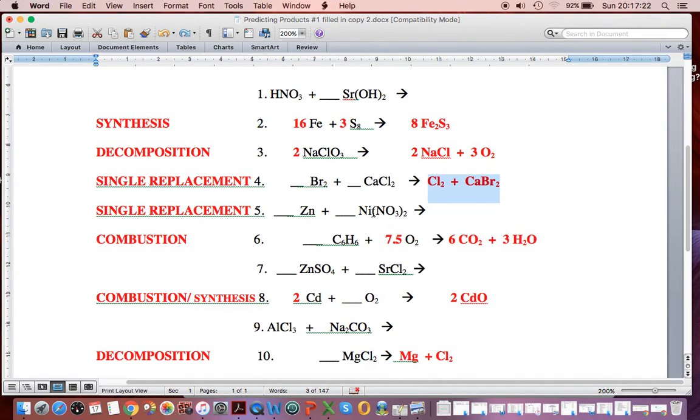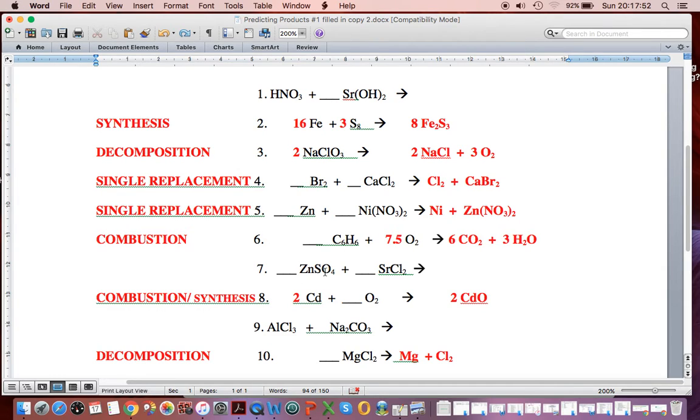Zinc is going to kick out nickel because metals kick out metals. And on the activity series you would see that this one does occur. And so we're going to make zinc nitrate and we're going to make pure nickel. That one happens to come out balanced as well, but that is something you would have to check. What's left? All these have to be forms of double replacement. But of course I have to give you an example of neutralization.